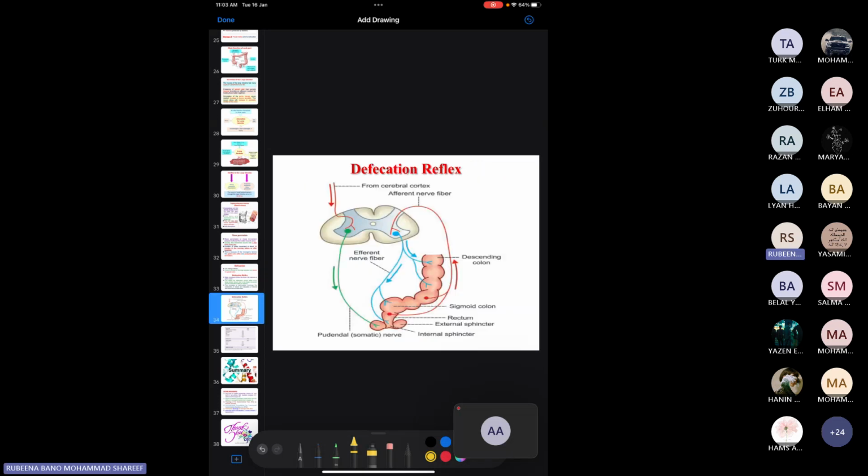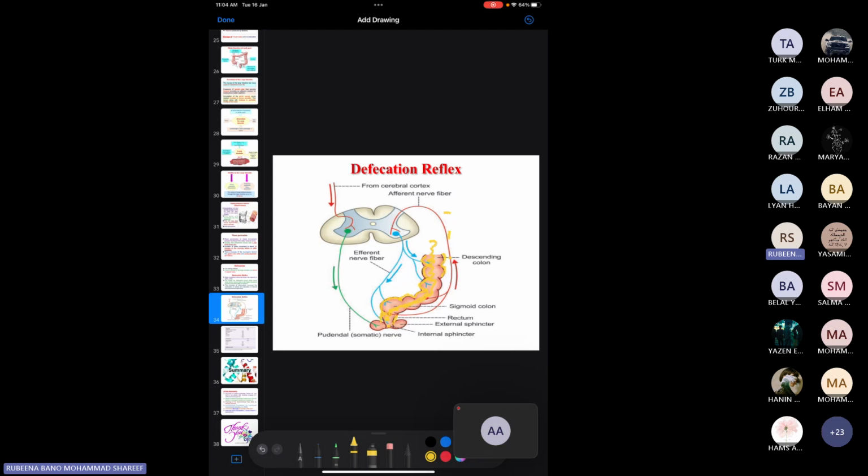Now, this is the last slide. Defecation reflex. As I said, for defecation, mass movement is responsible, which is due to the gastrocolic reflex or parasympathetic stimulation, right? So what happens because of this mass movement? The fecal material, undigested food, will enter the rectum. When it enters the rectum, there will be stretching of the mechanoreceptors. Because of this stretching, the myenteric plexus will get stimulated, and there will be more contraction of this part of the colon and more fecal material will enter the rectum.